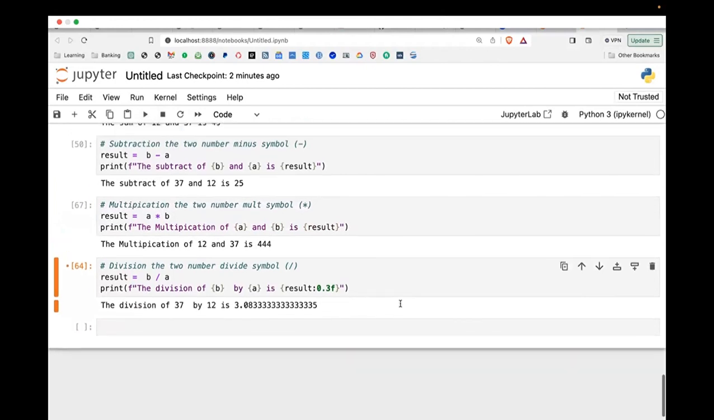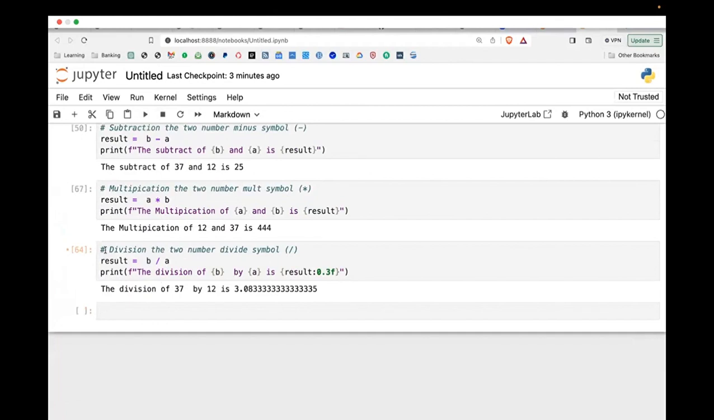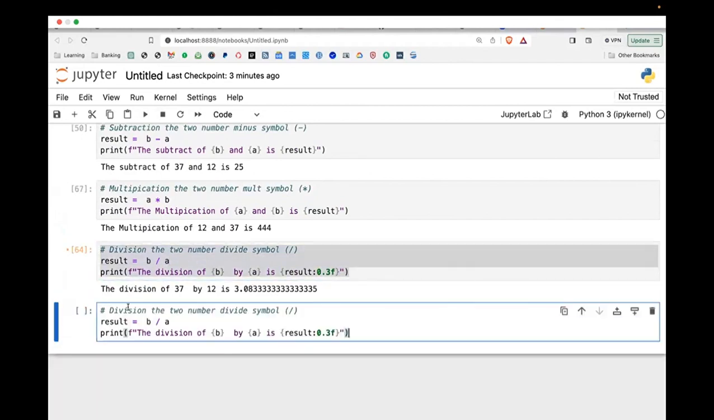So right now we have covered all four symbols in the arithmetic operations. Now there is another symbol called percentage. What is this called? This is called the modulus operator. The modulus operator gives the remainder. In a division of two numbers, we get the remainder by default. This operator is called percentage here.